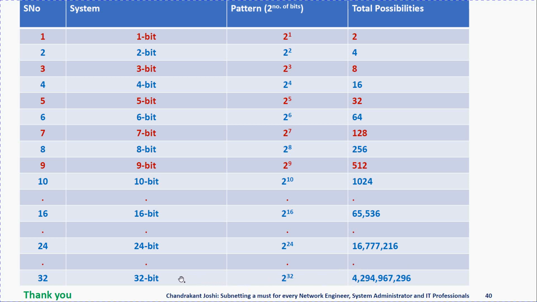So this is IPv4. IPv4 is a 32-bit system. So in this 32-bit system, we have over 4 billion different possibilities of combining these zeros and ones. And this number also represents how many IPv4 addresses can be present in IPv4.